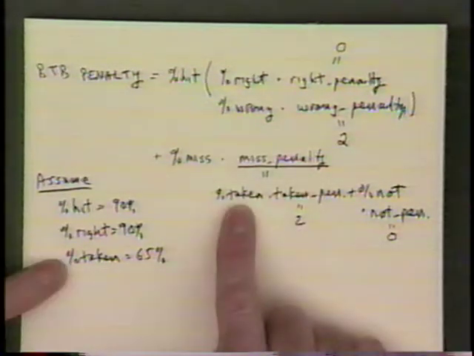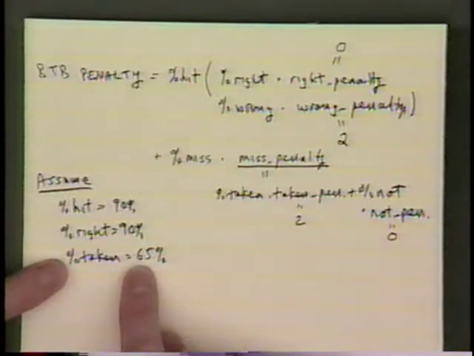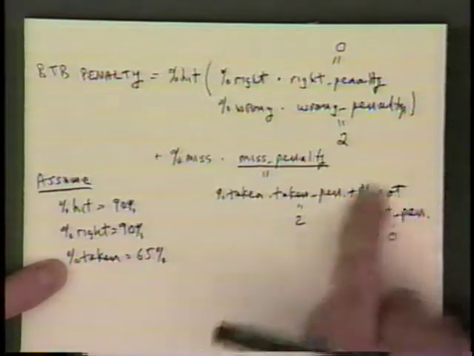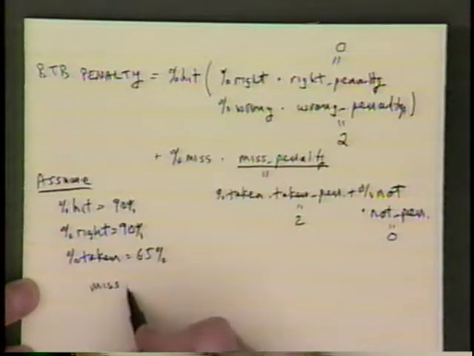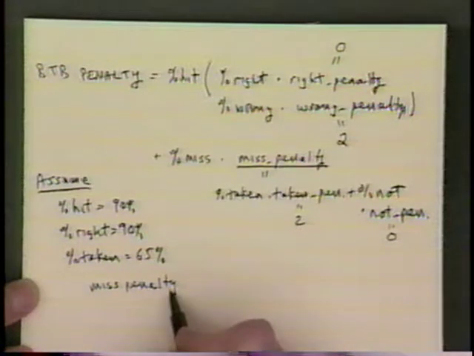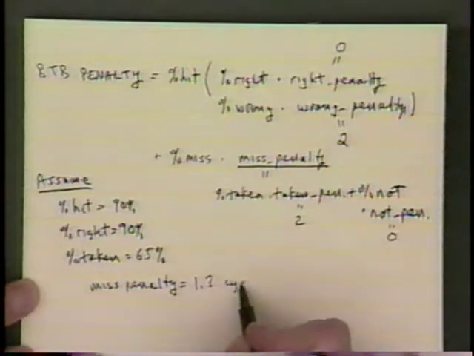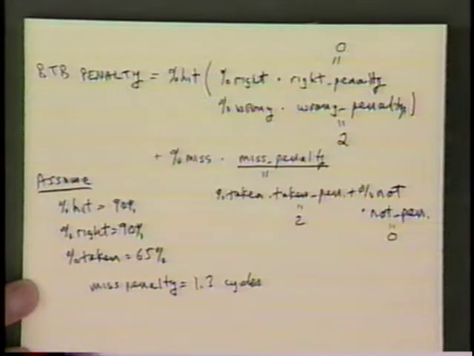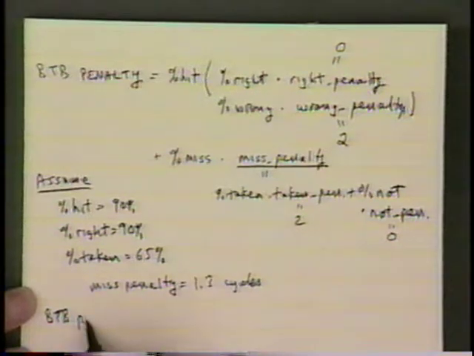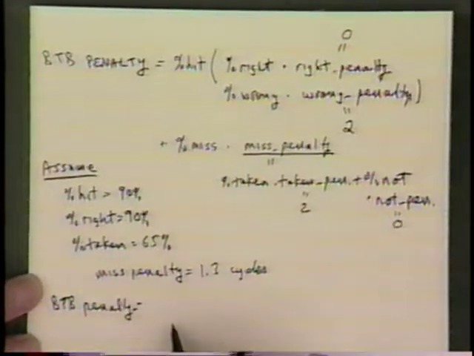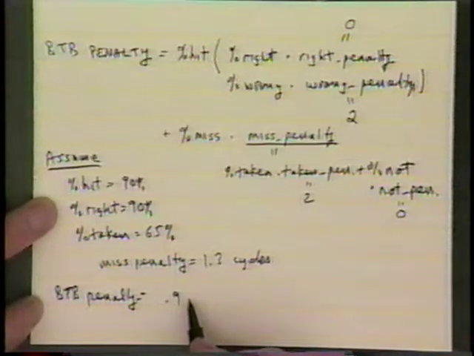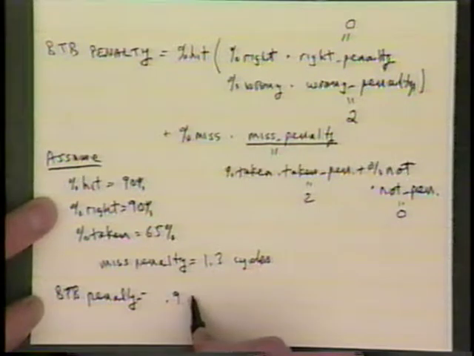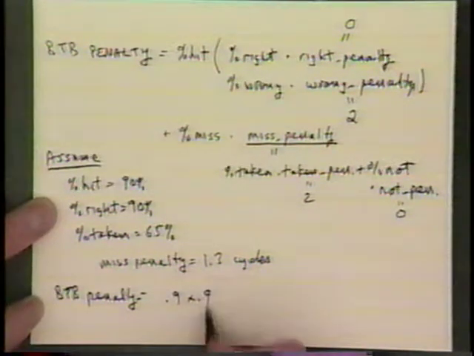So the miss penalty is the percentage of time taken times the taken penalty, which is 65% of 2, plus no penalty for the case where it's not taken. So in our case, the miss penalty, which is what it would cost us if we didn't do any branch target buffer at all, is 1.3 cycles. But if we do have the branch target buffer, then the penalty is the percentage of time we hit, which is 0.9, times the percentage of time that it's right, which is also 0.9.